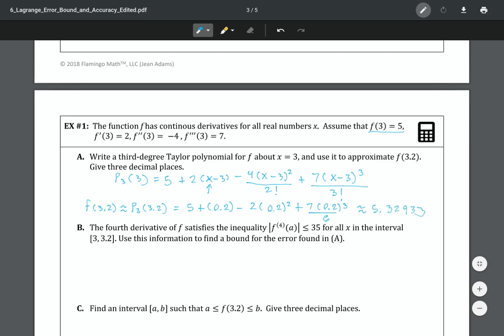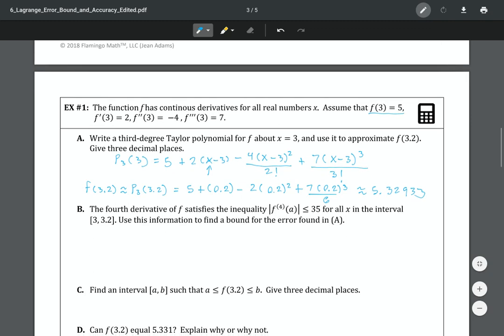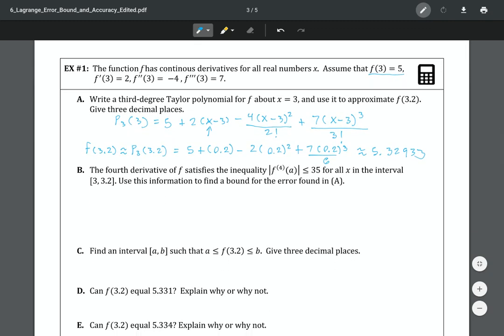So as you can see, this is what we've done, all right? Now it says the fourth derivative of f, which remember technically would be part of the unused part of the Taylor polynomial, satisfies an inequality: the fourth derivative is less than or equal to 35 for all x in the interval between 3 and 3.2. Use this information to find a bound for the error found in a. So basically, we're trying to find the error bound here.